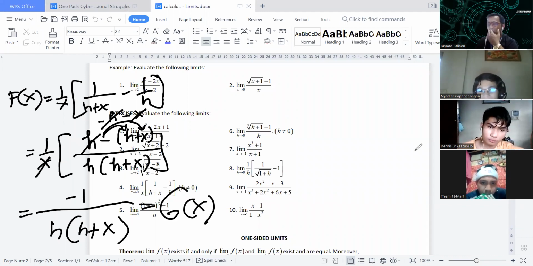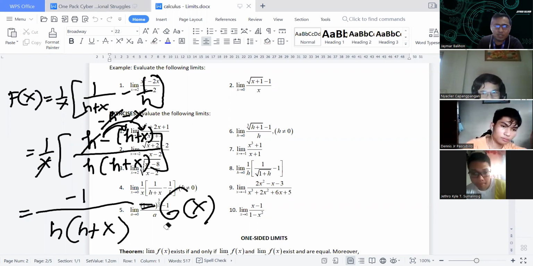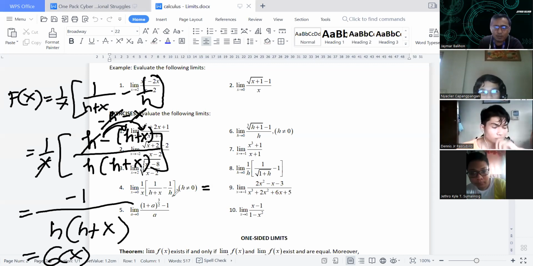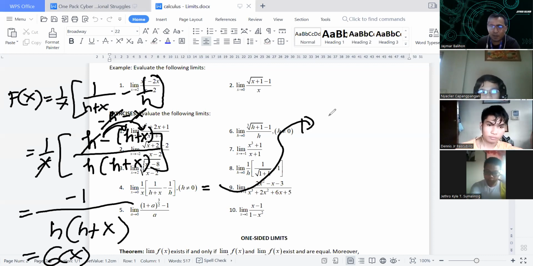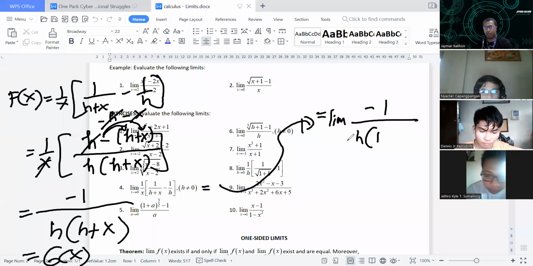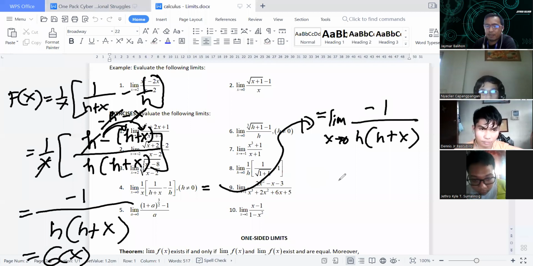And this function now will be your capital letter G of x. Got it? Yes, sir. This is your capital letter G of x. And this function now, this part, will be replaced by this. We won't write it anymore so we have clean space. It will be now the limit of negative 1 over h times h plus x as x approaches 0. Okay. Then after that, we can now substitute the 0 into the function.